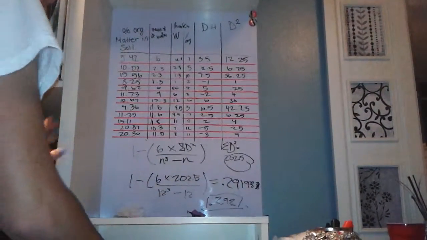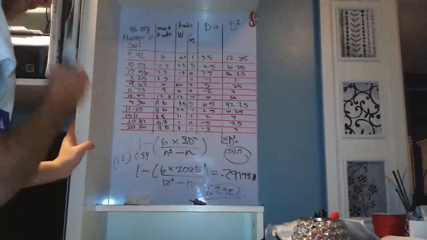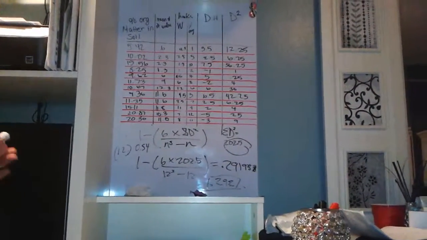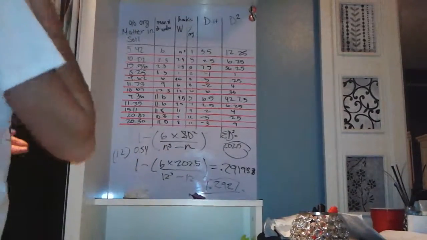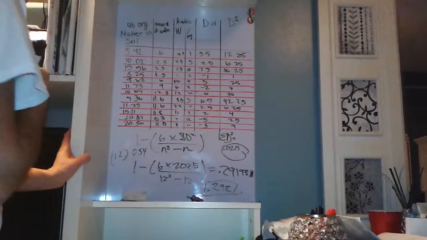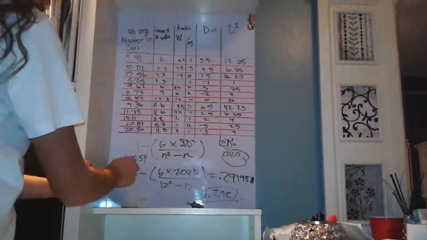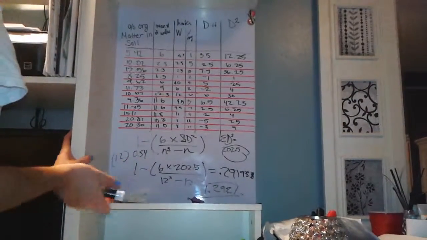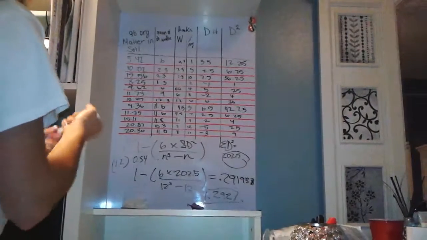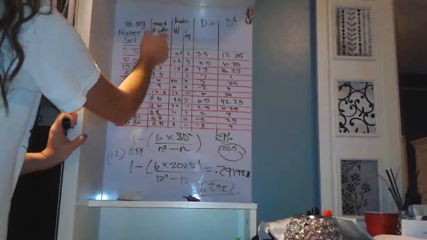Now we're going to move on to E. In E, we're seeing whether we support the null hypothesis or reject it. When we look at our critical value for 12, it is 0.54. We got 0.292, which is underneath 0.54. So we support the null hypothesis, in that there is no correlation between the percent of organic matter in the soil and the mean number of wood lice.